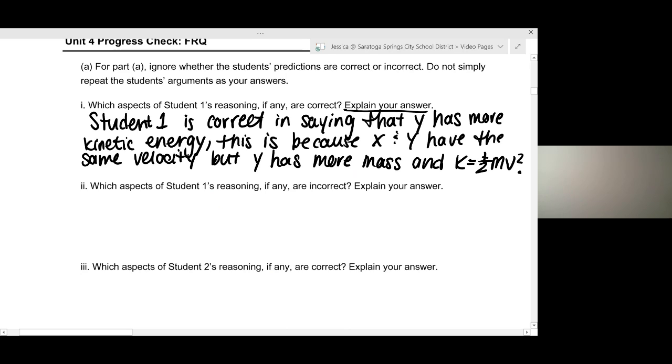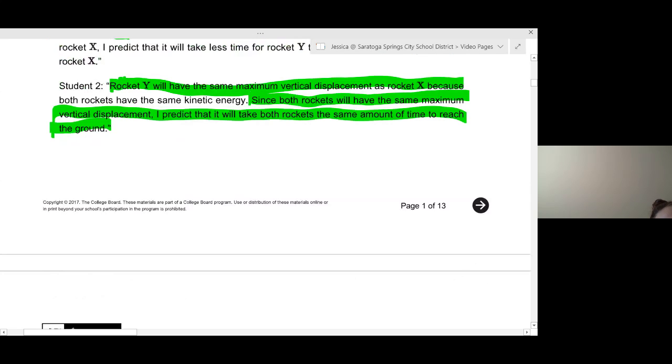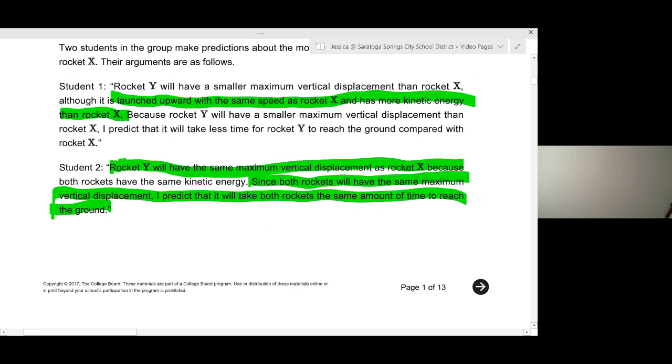Okay. So which aspects of student 1's reasoning, if any, are incorrect? Basically everything else that student 1 says is incorrect. What they're really saying is rocket Y has a smaller vertical displacement and therefore less time.